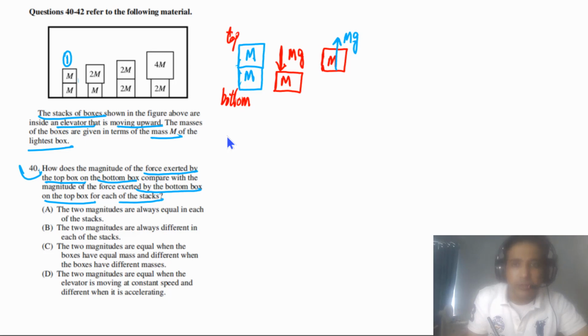Now simply we can say these are Newton's third law pair forces. So these are Newton's third law pair forces.